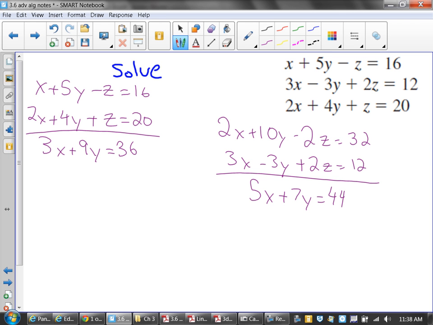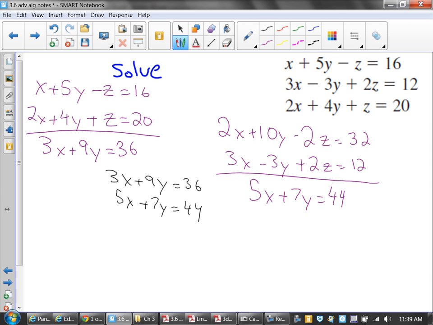What do I do after that? I cry. That's what I'm doing right now. Because right now I have the following two equations: 3x plus 9y equals 36, and 5x plus 7y is 44. Now you use linear combination or substitution again to solve it.